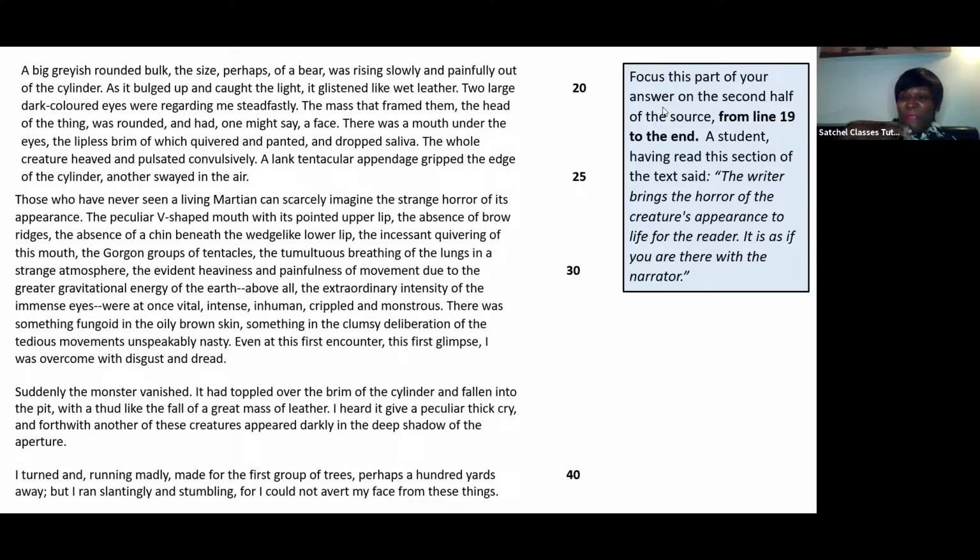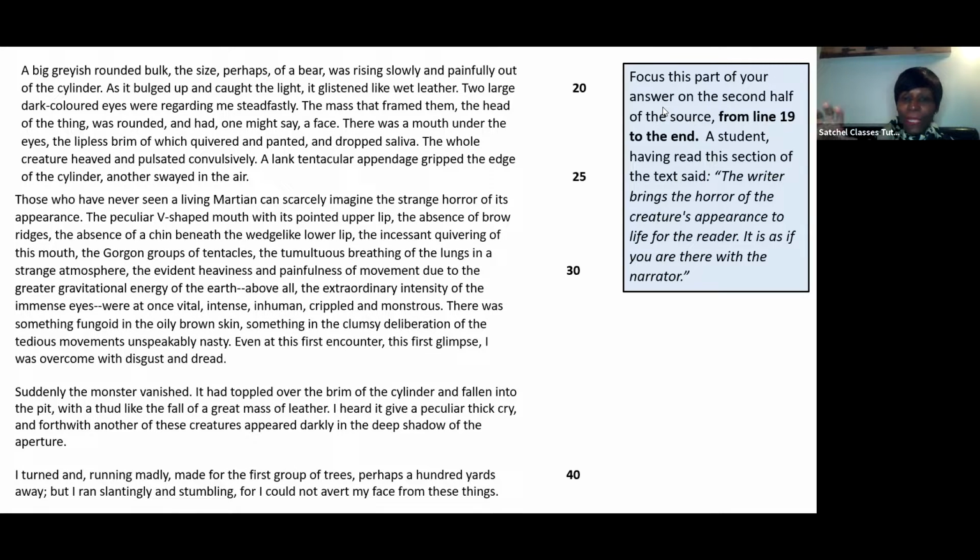There was something fungoid in the oily brown skin, something in the clumsy deliberation of the tedious movements unspeakably nasty. Even at this first encounter, this first glimpse, I was overcome with disgust and dread. Suddenly the monster vanished. It had toppled over the brim of the cylinder and fallen into the pit with a thud, like the fall of a great mass of leather.